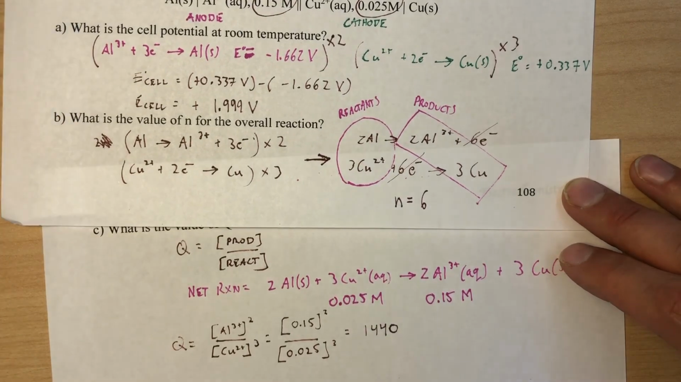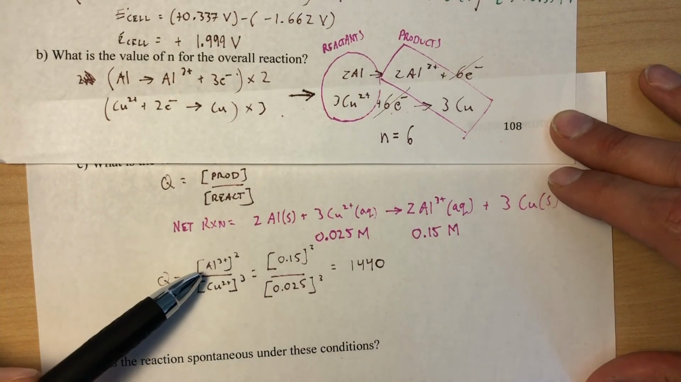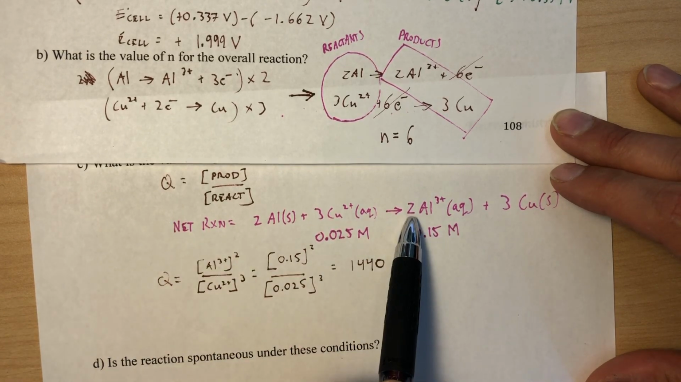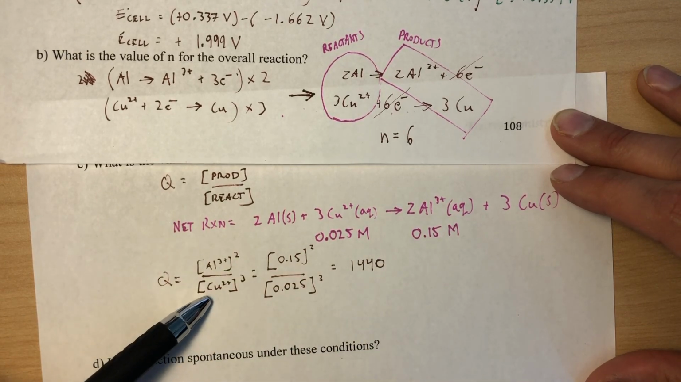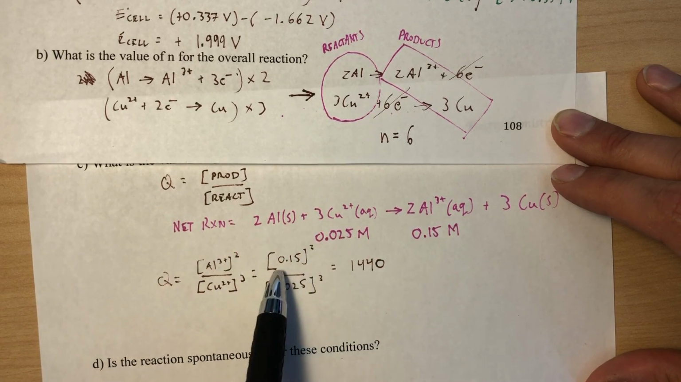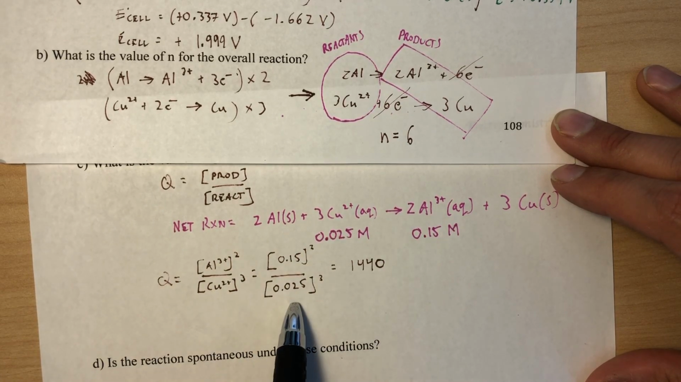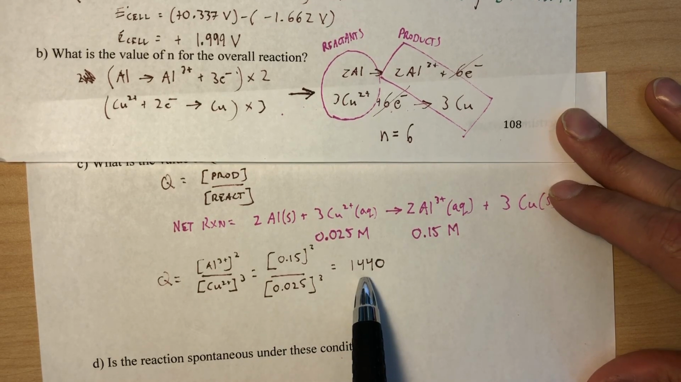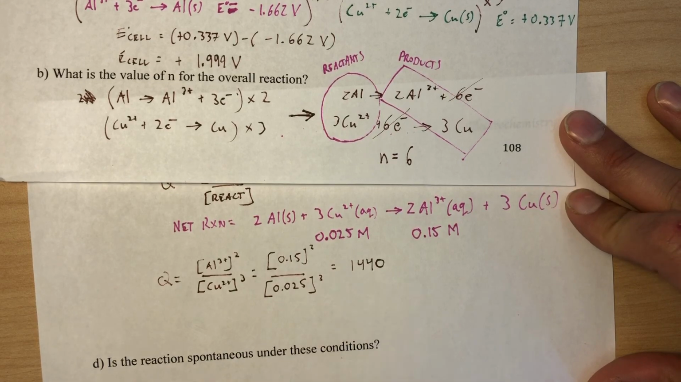So our Q for this reaction is going to be equal to the concentration of aluminum 3 plus, our product, squared, since it has a coefficient of 2, divided by the concentration of copper 2 plus, our reactant, cubed because it has a coefficient of 3. We bring in these values for 0.15 and 0.025, and we end up with a Q that's equal to 1,440. And we're going to pick this up next class.